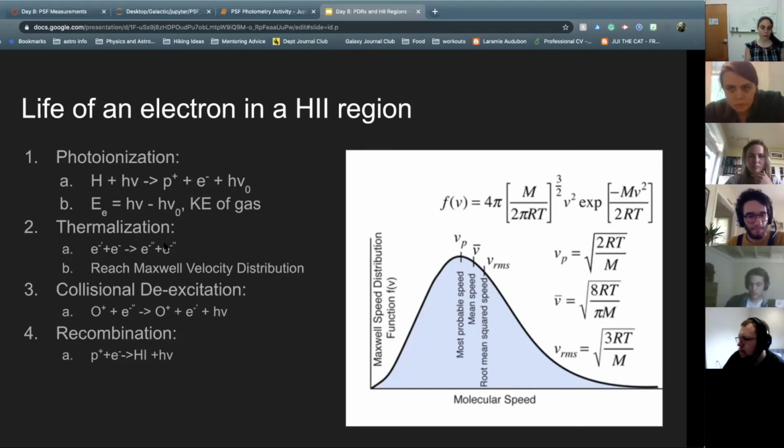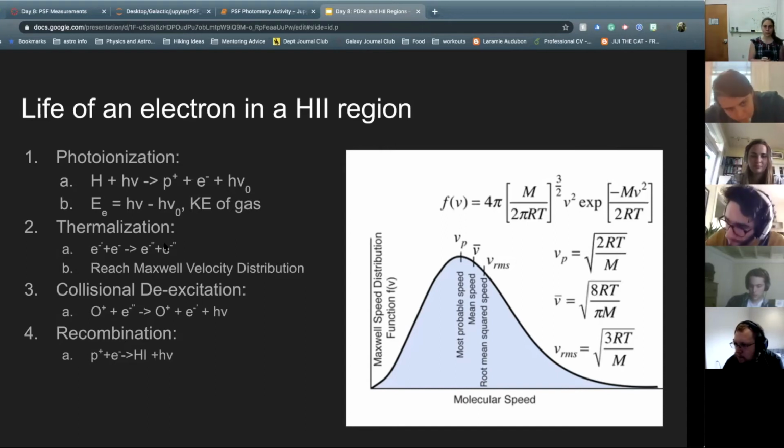So the electrons will lose velocity, will cool down sort of as that happens. Once you're cool enough, once you're not moving too fast, it's possible that you will bump into another proton and become hydrogen again, plus some energy that gets radiated away. So these are the basic things that can happen to you when you're an electron in an H2 region.